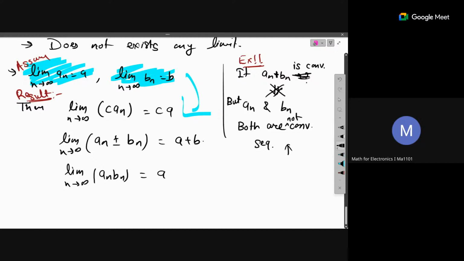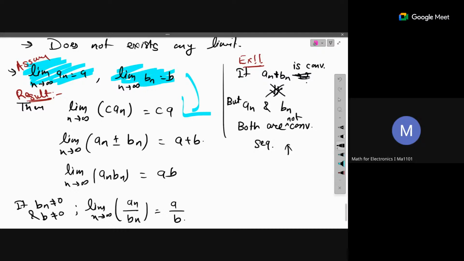Now here also, if bn is not equal to 0 and b is not equal to 0, then limit n goes to infinity of an by bn is simply a by b. Anyone, an example? It's very easy. Just take the 1, minus 1 sequence. That sequence is not convergent, and if you add them, then their summation will be convergent. So it's a solution.